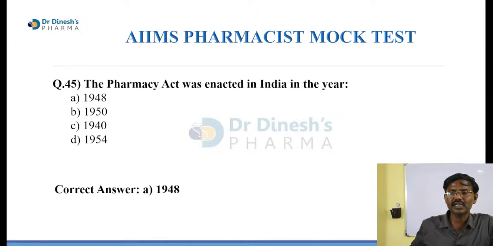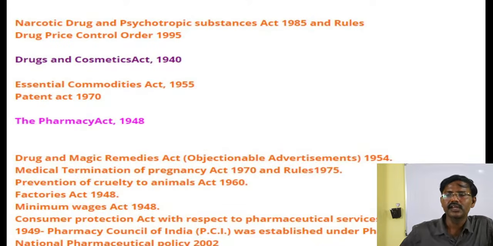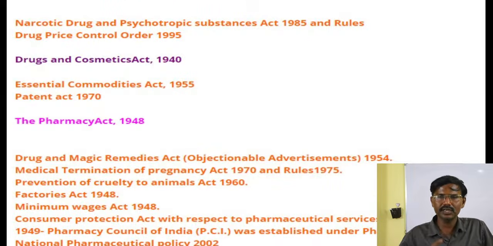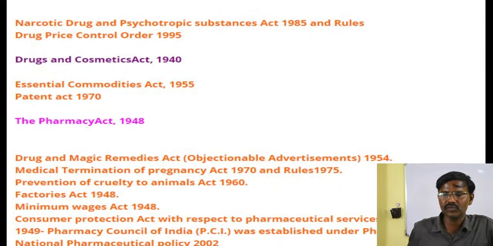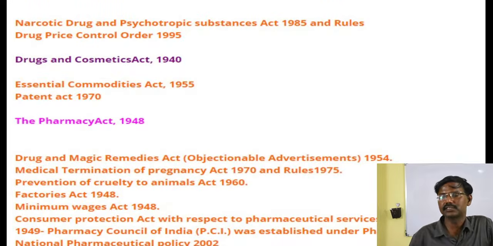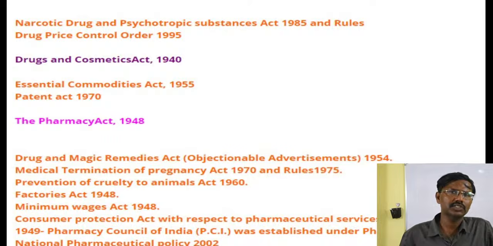Coming to the Narcotic Drugs and Psychotropic Substances Act, 1985, the rules and DPCO 1995, the DC Act 1940, and the Essential Commodities Act. Drug Inspector 2022, repeated question. In Drug Inspector 2022 Telangana, they asked complete questions on the Narcotic Act only. They have not asked a single question from the DC Act. That's why please remember this slide information. You will get 1 question. And Minimum Wages Act 1948, Factories Act 1948, right? And National Pharmaceutical Policy 2002. So these are the important acts in all drugs and cosmetic rules, right?